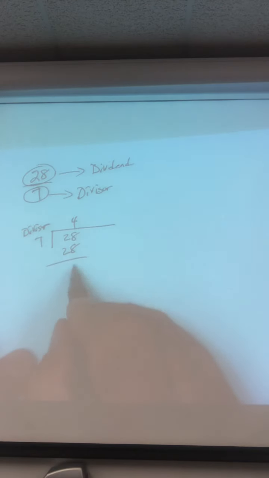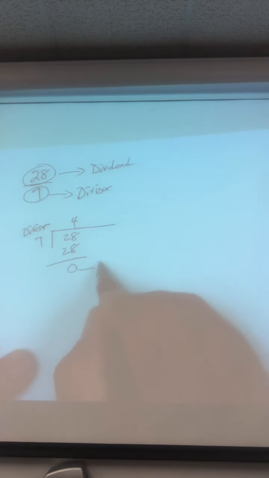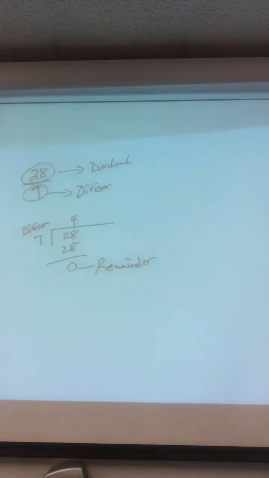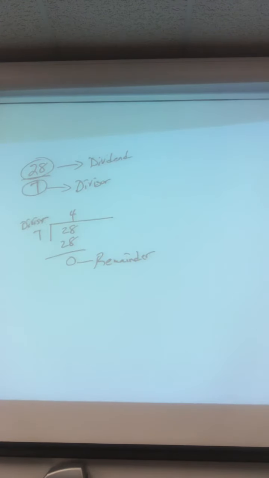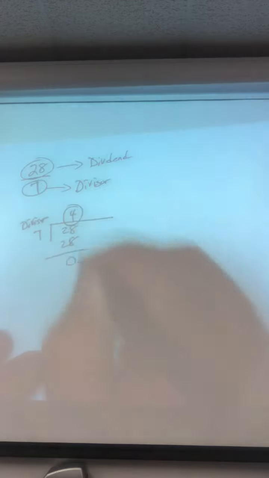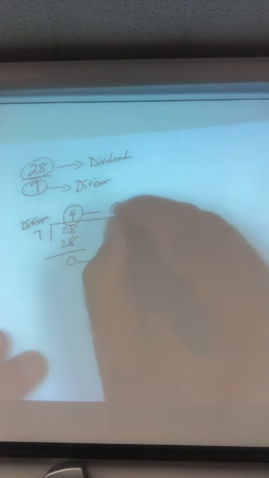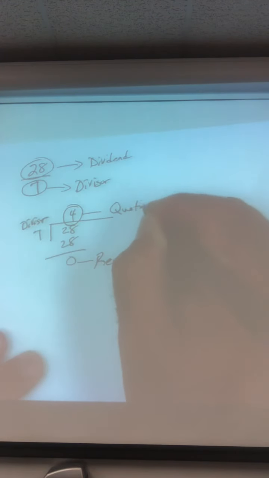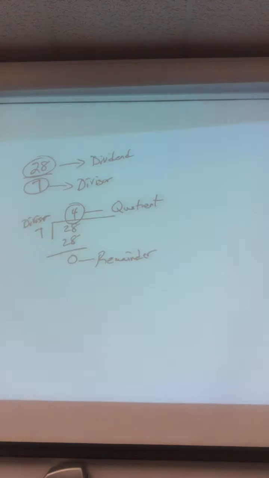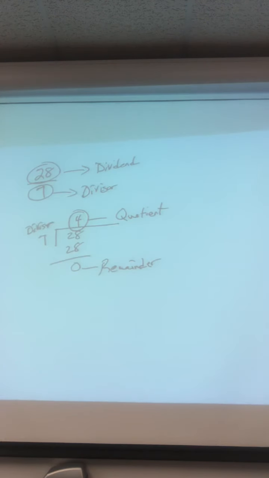Now, what do we call this thing right here? Remember, that's called the remainder. Now, is the remainder always 0? No, the remainder is not always 0. It's not 0 if it doesn't divide evenly. But we give this 4, the answer, a special name too. And it's called the quotient.